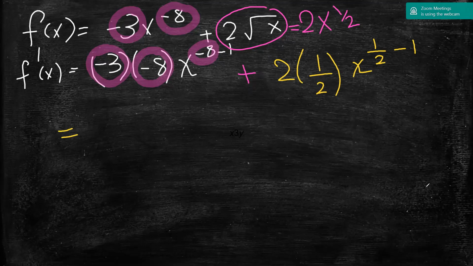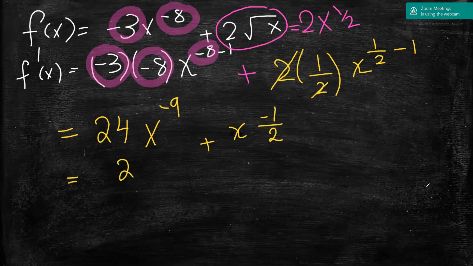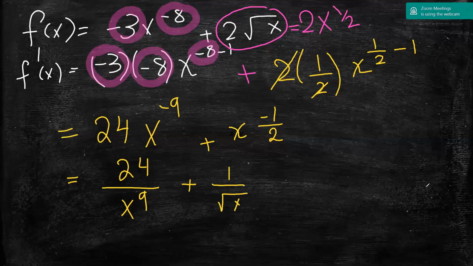Then negative 3 times negative 8 is 24 x raised to the power negative 9, plus x, because it cancels each other, to the power negative half. So it's 24 over x raised to the power 9 plus 1 over square root of x. This will be now f prime. And as I told you, if you stop here, you will get the full mark.